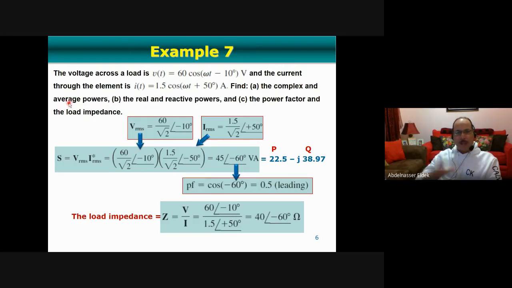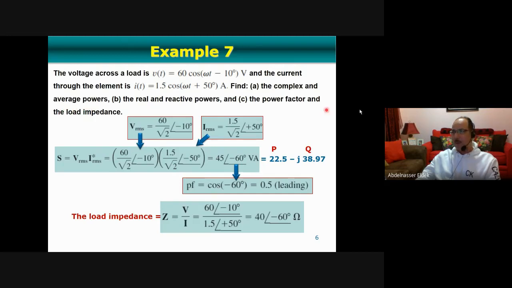We need to find the average power, so we have to convert this to real and imaginary parts. This part will be the average power. It will be 45 cosine of this angle, plus j times 45 sine of -60, and sine of -60 is negative, of course. So this is the real part and this is the imaginary part. The real part is the average power.